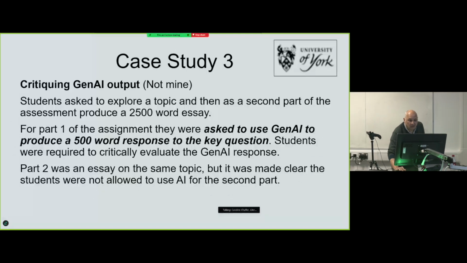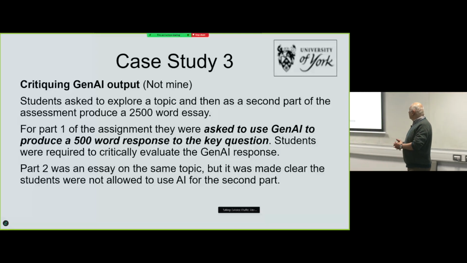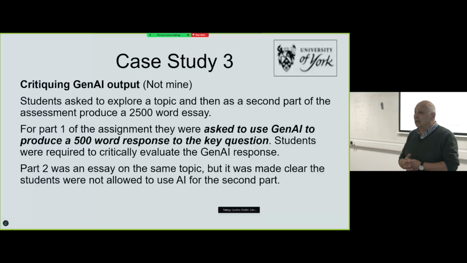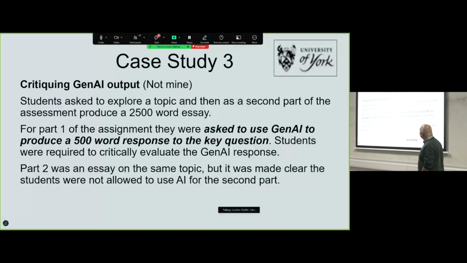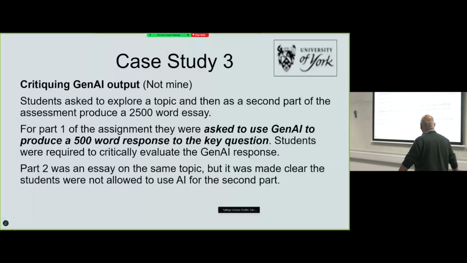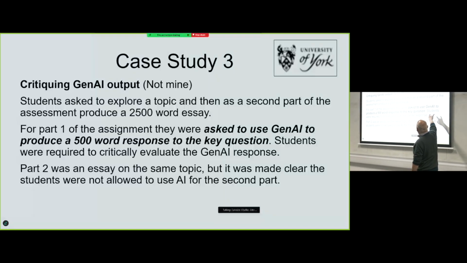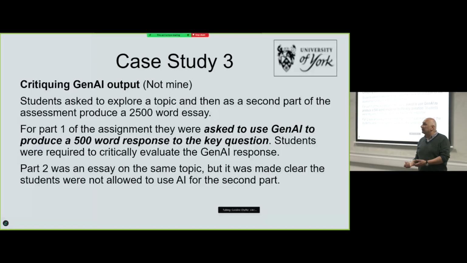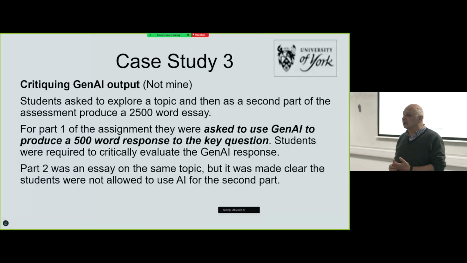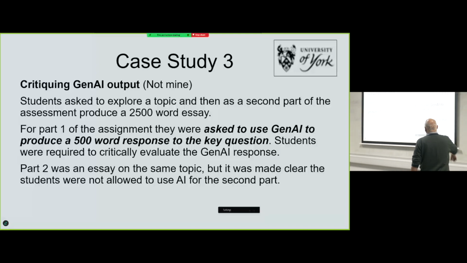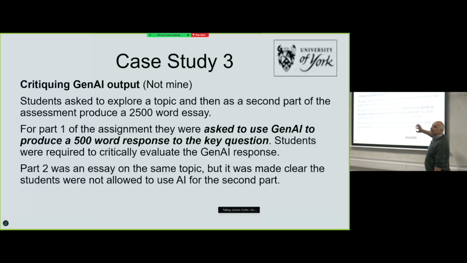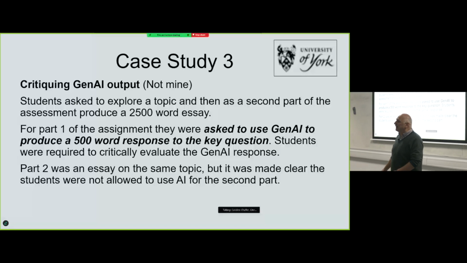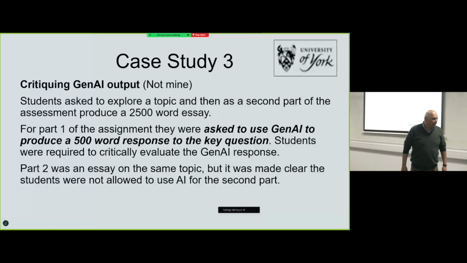And this next example is not mine, it's from a colleague of mine who's a language lecturer. What she had done is, it was a two-part assessment, and for part one, she explicitly asked them to use GenAI to create responses to certain questions. And then they were required to evaluate them. And for part two, she expressly forbade GenAI. I didn't ask her how confident she was that that didn't happen, but that was the idea.